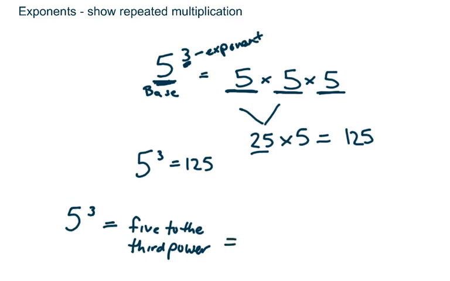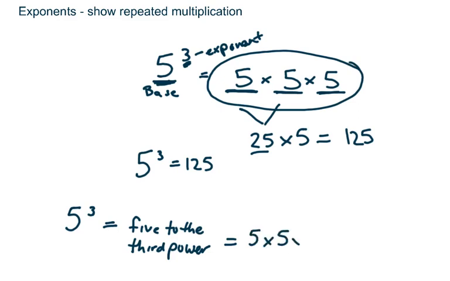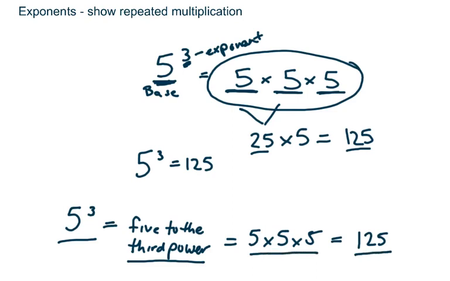Expanded form would be what we have up here, where we've actually multiplied it out. 5 times 5 times 5. And then the standard form, of course, is going to be our answer, 125. So we have the exponential form, the word form, the expanded form, and then our standard form.